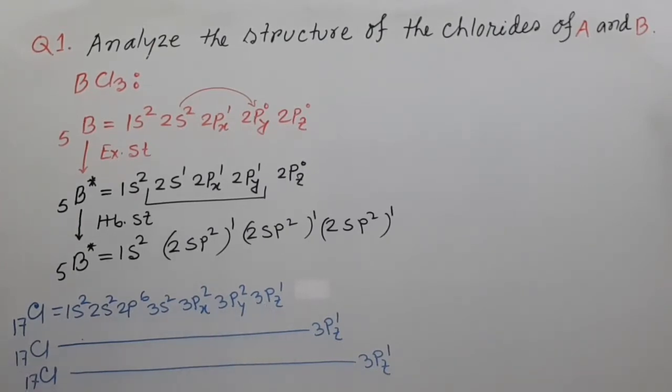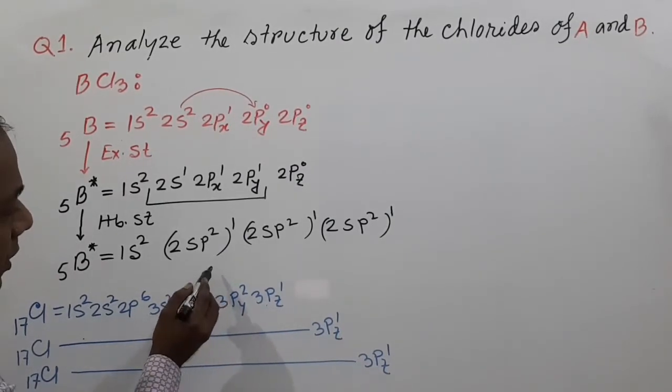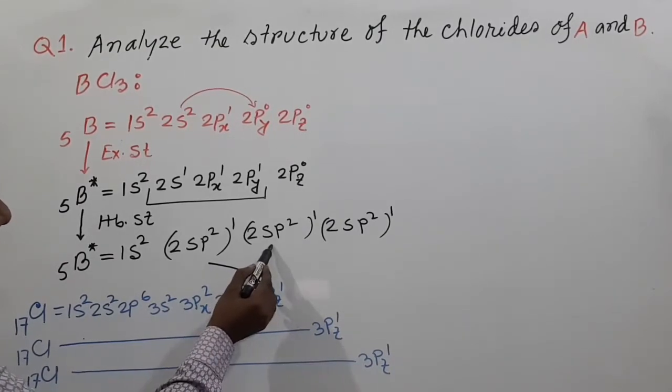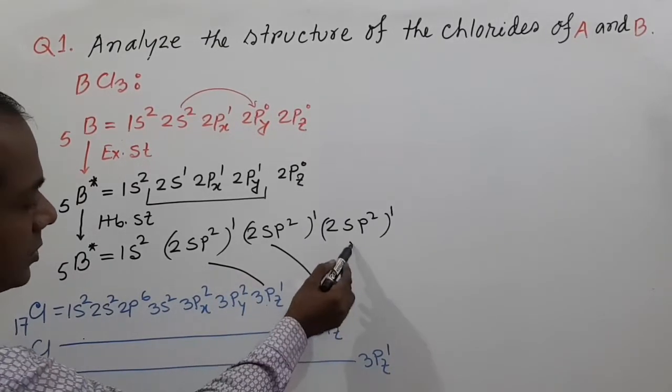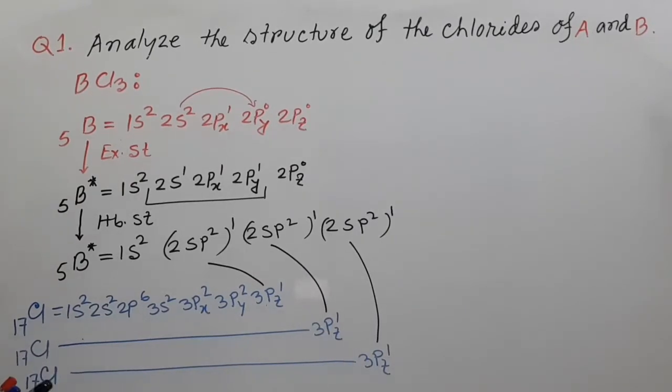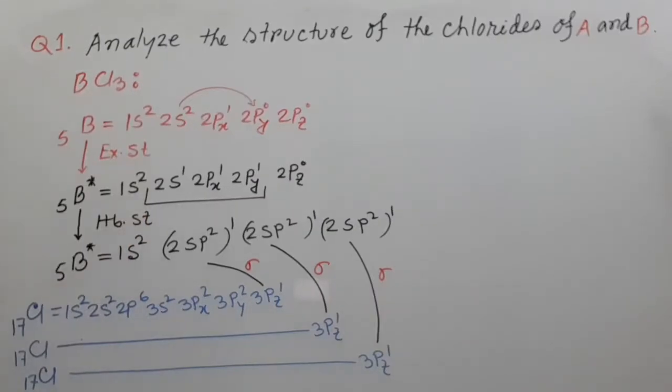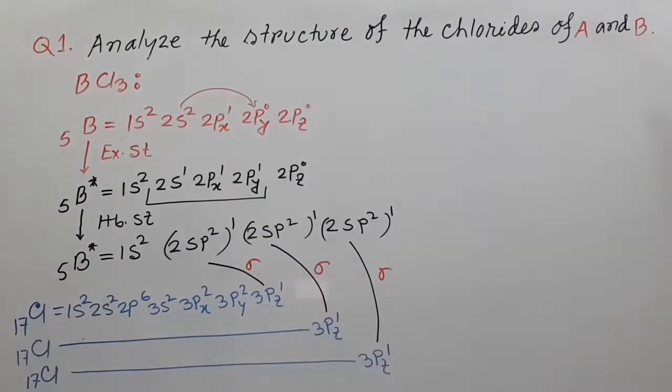in 3pz orbital one unpaired electron is present, and that's why the sp2 hybrid orbital with one unpaired electron overlaps face to face with the 3pz1. Here 3 sigma bond occurs. That means 3 face to face overlap occurs here. This is sigma, sigma and sigma. And my dear students, now we write the structure of boron trichloride.